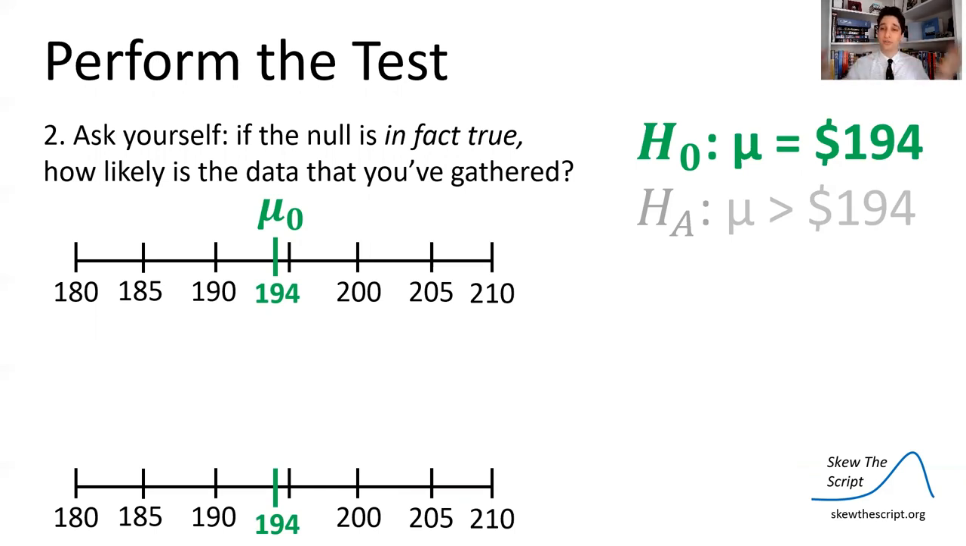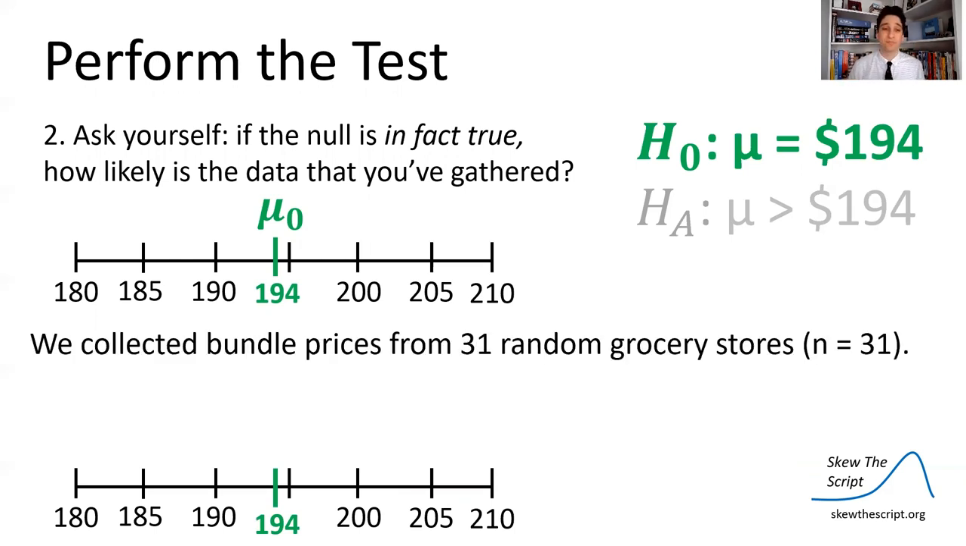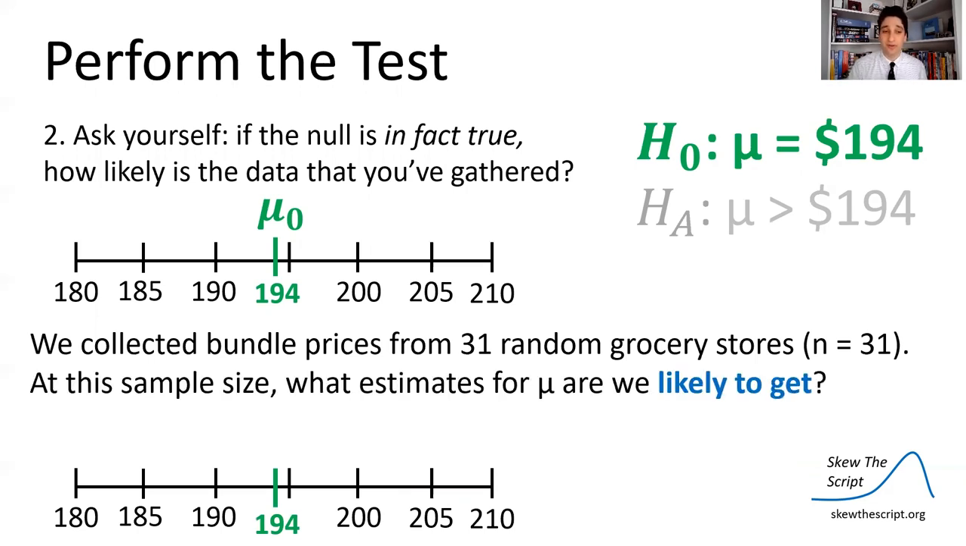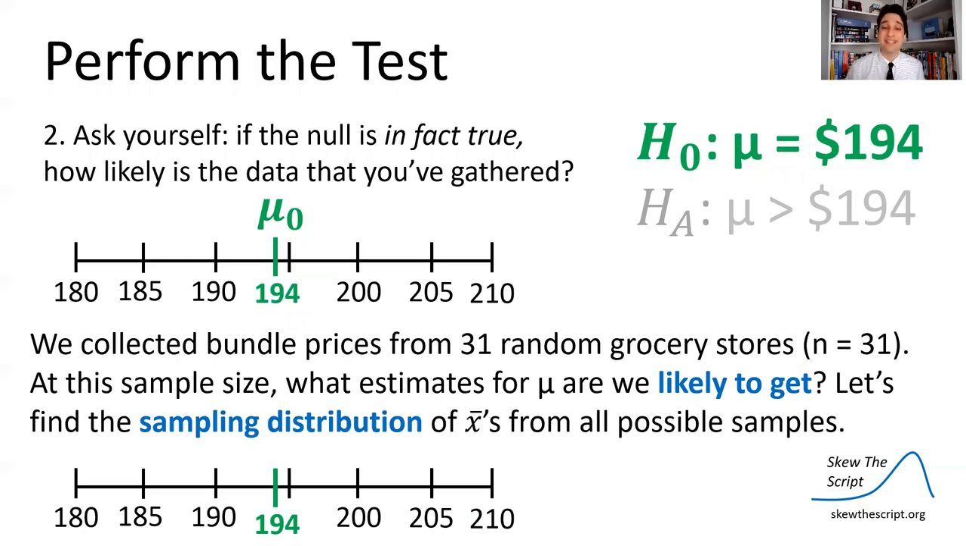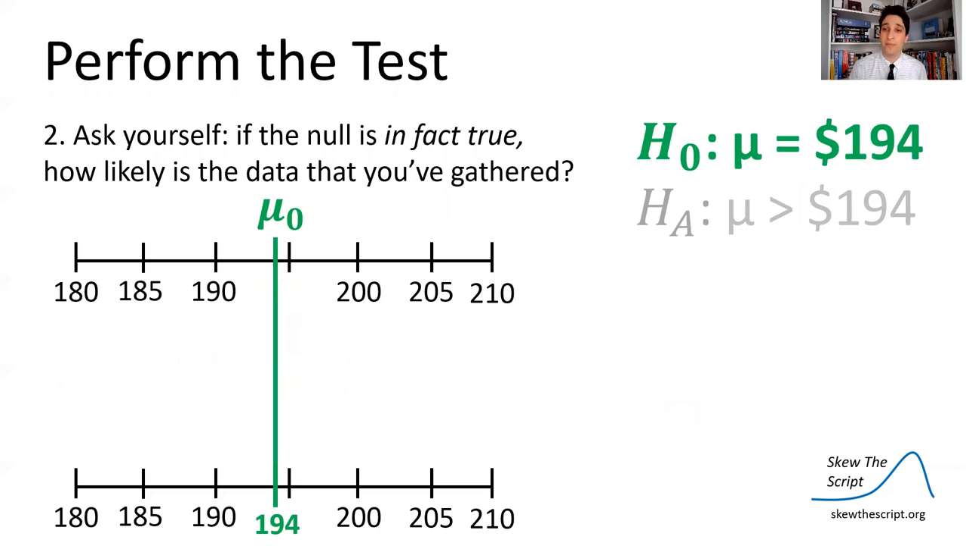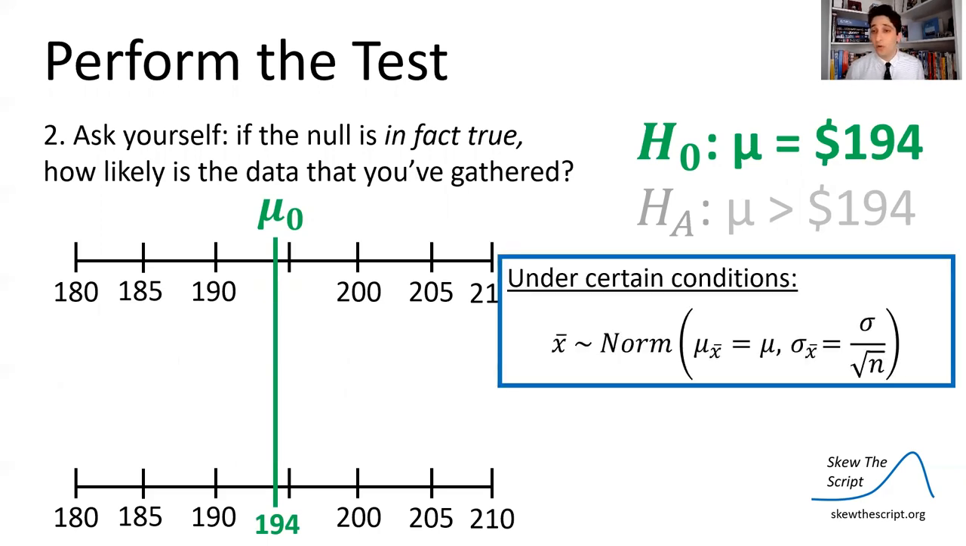So we assume the true mean among all stores is $194. And we're going to see, if we get samples of 31 randomly from all those stores, what sample means are we likely to get if that 194 across all stores is true? So we collected bundle prices from 31 grocery stores. At this sample size, let's think about what sample means we're likely to get. And we get this from the sampling distribution of all possible sample means from the population. So we know from before that for a mean, the sampling distribution under certain conditions looks normal, centered at the true mean with a standard error modeled by the standard deviation of the data divided by the square root of the sample size.